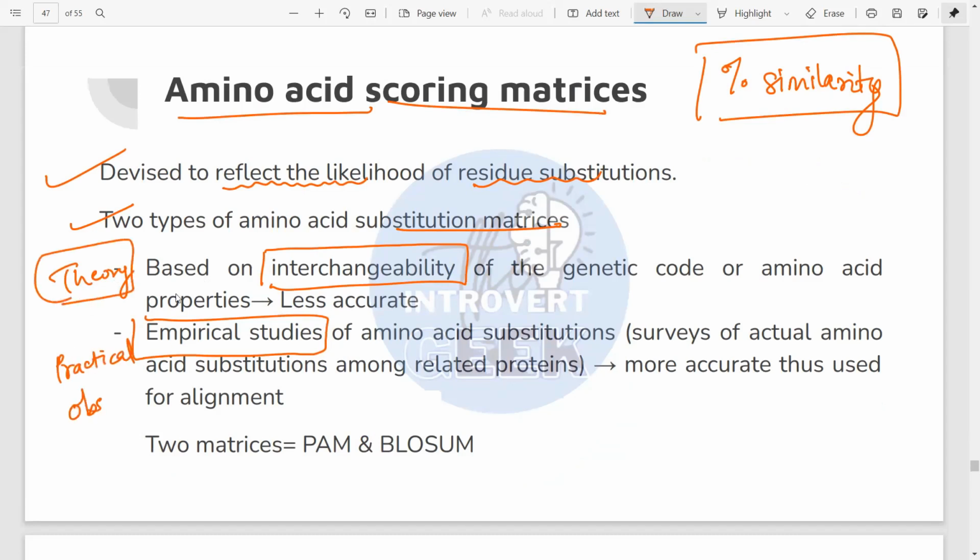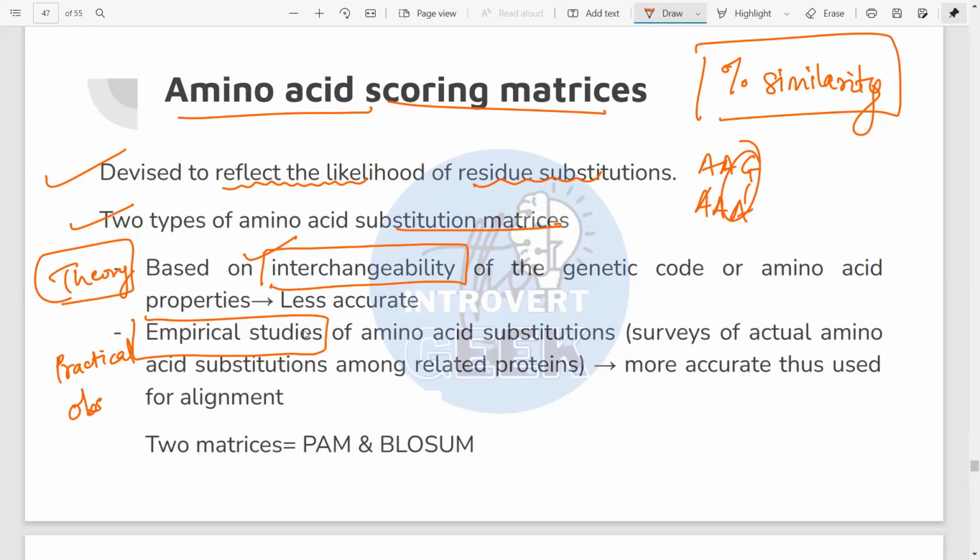What does that mean? Theoretically, this is the method where you make a scoring matrix based on the interchangeability of the genetic code, meaning, say, AAG getting substituted to AA, say A. What is the probability of G interchanging with A? That is actually taken into account.